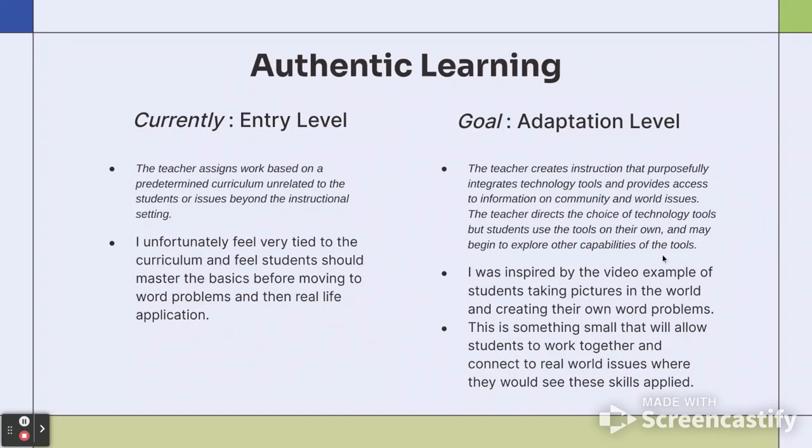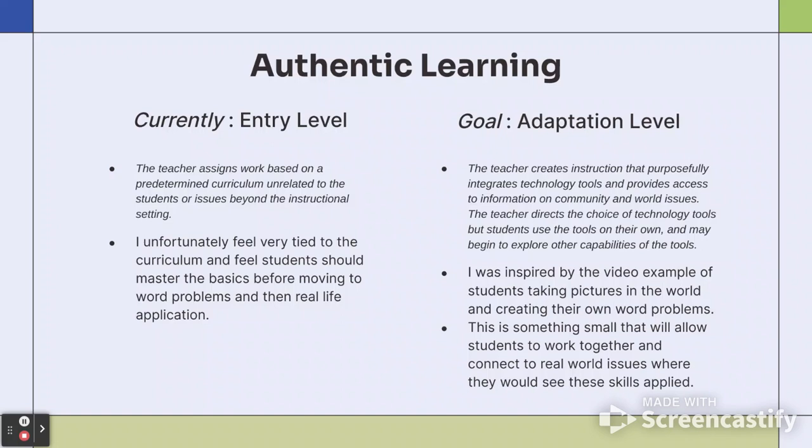Next, for authentic learning, I do think I'm at the entry level. I'm going to be quite honest with the math, and some of you may be able to relate. I feel like I'm very tied to the curriculum and wanting to pass the PSSAs and the Keystones. So I'm very tied to the curriculum, having students understand the basics of just straight problems, then slowly building into word problems, and then real life application. And with the curriculum, I feel like there's no time. So I do kind of feel tied back.